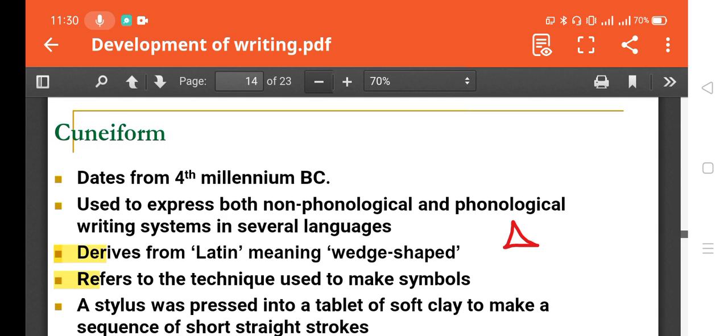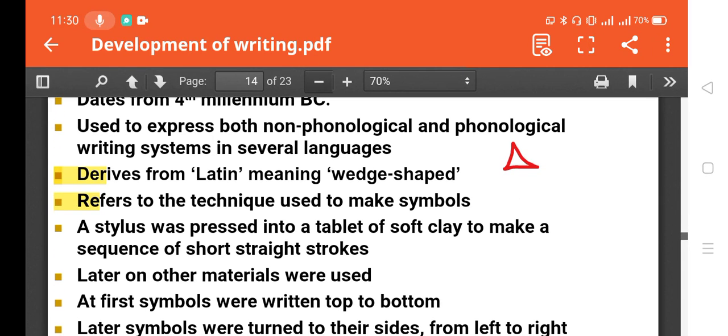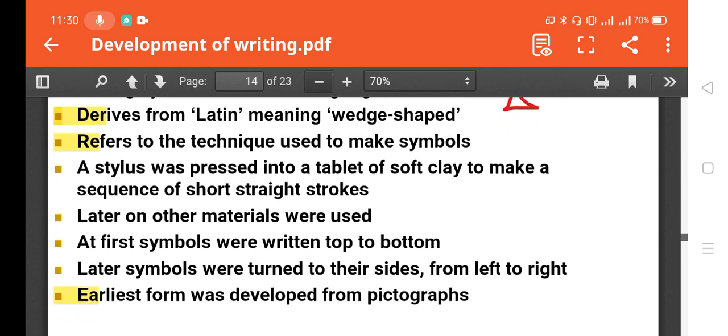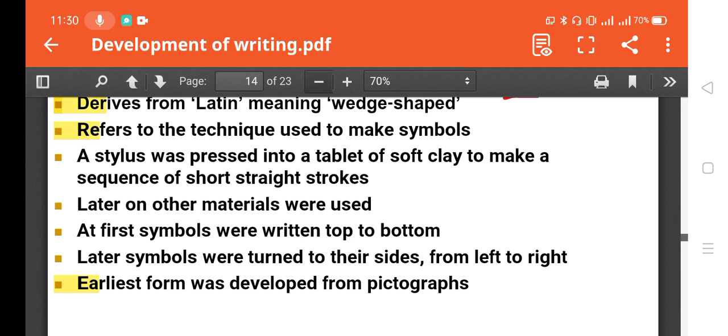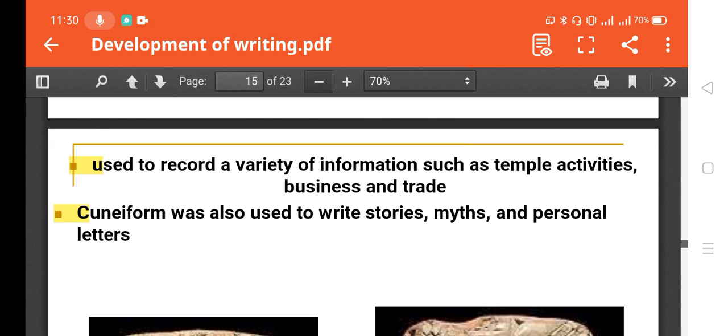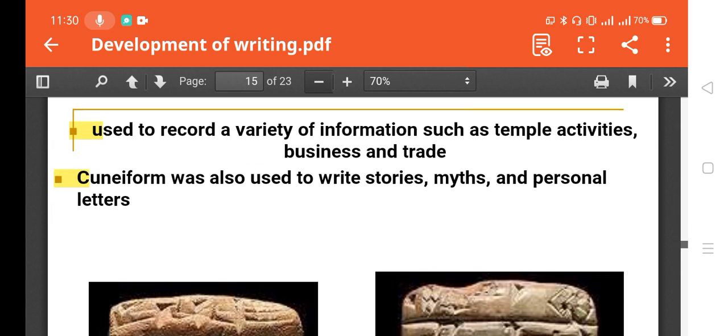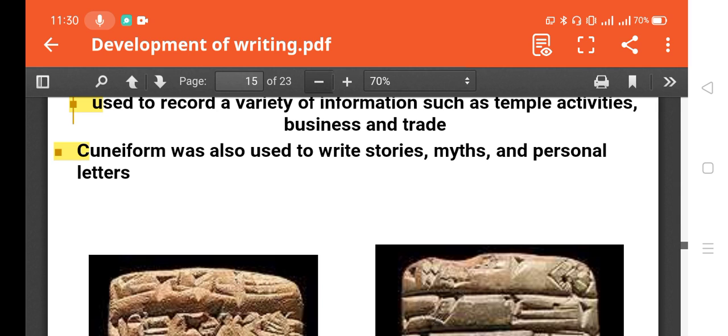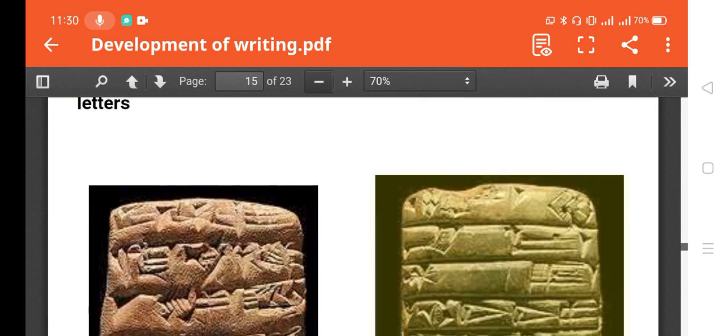And now we'll see cuneiform. What is cuneiform? The word is derived from Latin and means wedge shape. This triangular-like shape refers to the technique used to make the symbols. It was initially used by the Sumerians. Its earliest form developed from pictographs, and it was used to record a variety of information such as temple activities, business and trade. Cuneiform was also used to write stories, myths, and personal letters.